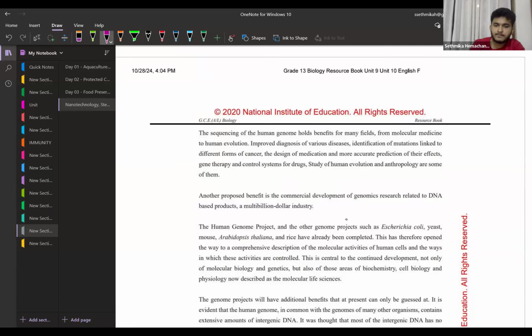So basically, the benefits are these, right? Molecular medicine to human evolution. Improved diagnosis of various diseases. Identification of mutations linked to different forms of cancer.